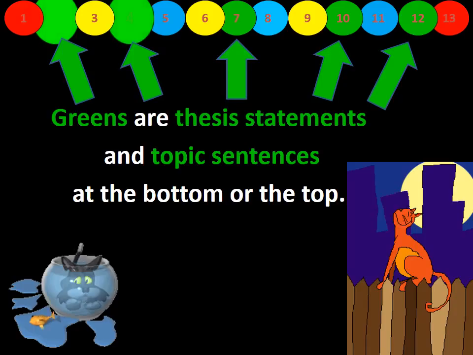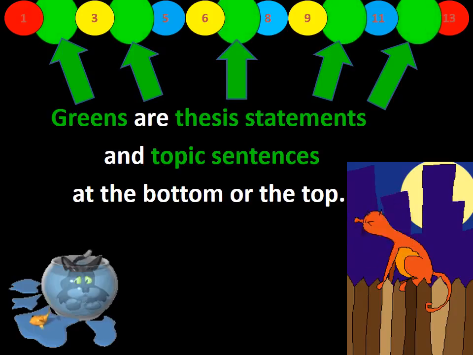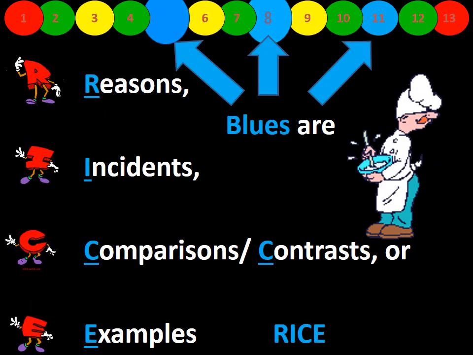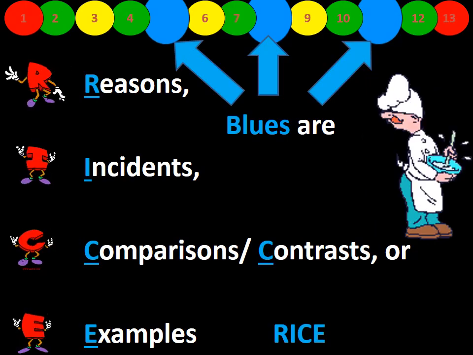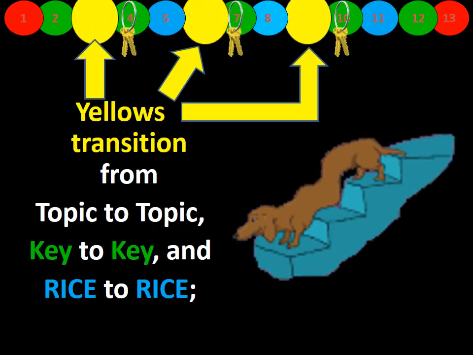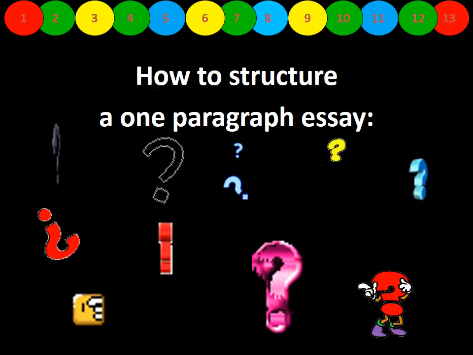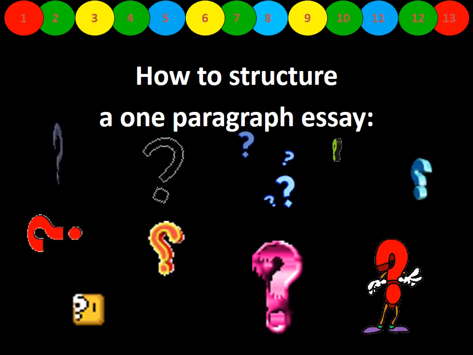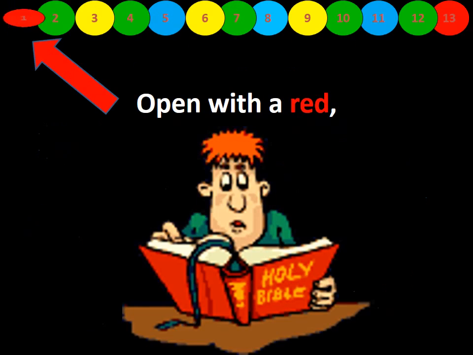Greens are thesis statements and topic sentences at the bottom or the top. Blues are reasons, incidents, comparisons, contrasts, or examples. Yellows transition from topic to topic, key to key and reason to reason. How to structure a one paragraph essay.